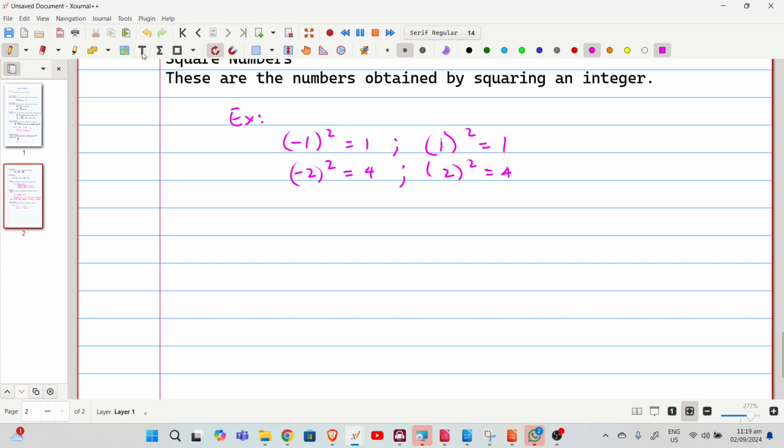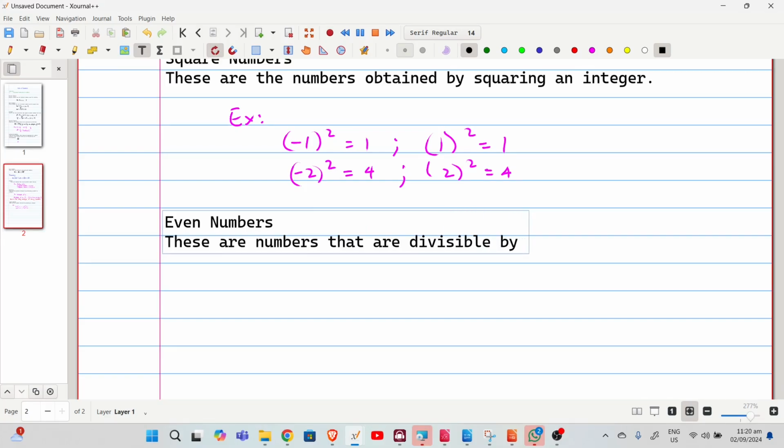After square numbers, the next number that you have to remember from primary school is the even numbers. So even numbers, and these are numbers that are divisible by 2, or these are the multiples of 2. All right, so your even numbers is basically your multiples of 2. As long as it's a multiple of 2, it's an even number.